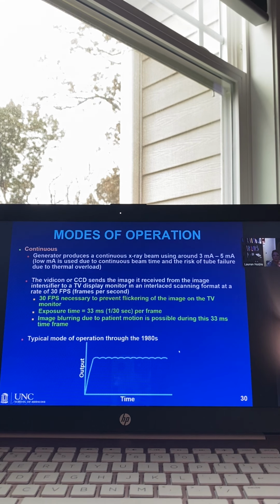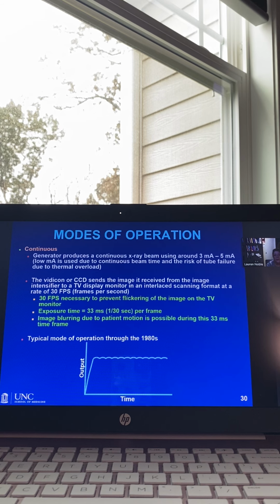In terms of important takeaway points, what you need to know is that if a fluoro unit operates on what's called continuous mode, it means that X-rays are continuously coming out of that unit. And if it's that type of fluoro unit, it has to operate on a low MA, 3 to 5 MA. Okay? So if it's continuous like the one we have in lab, the MA is really low, 3 to 5 MA. Okay?